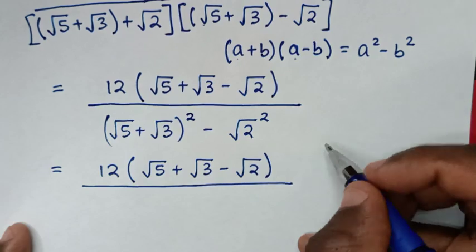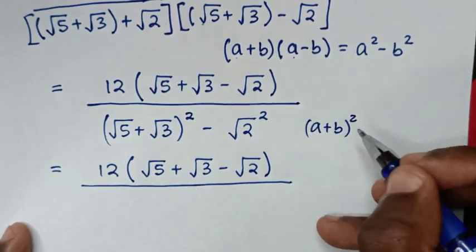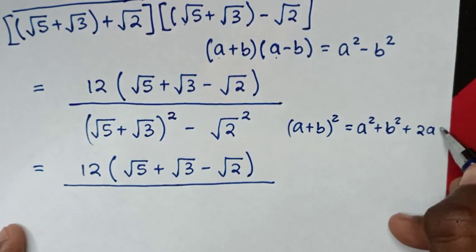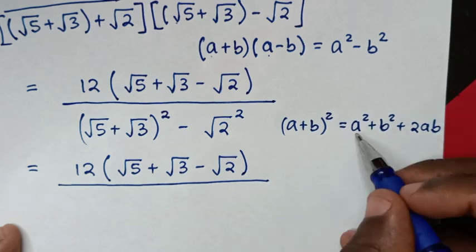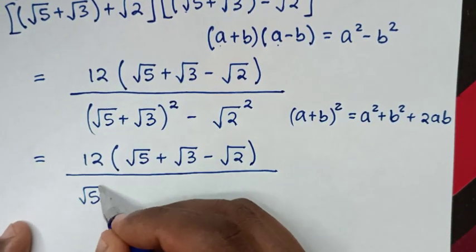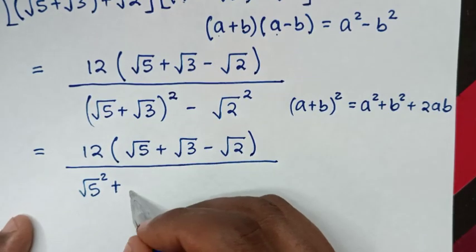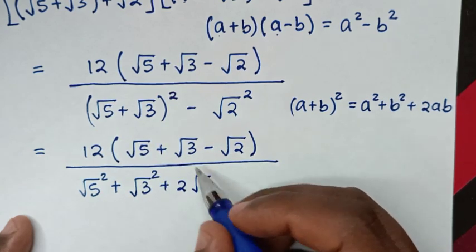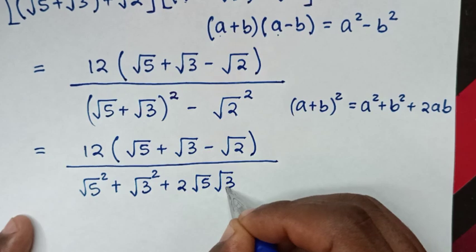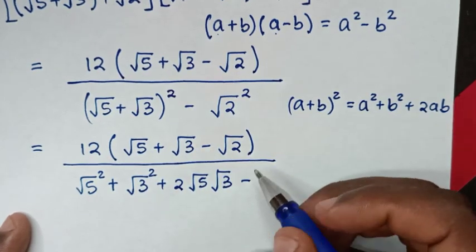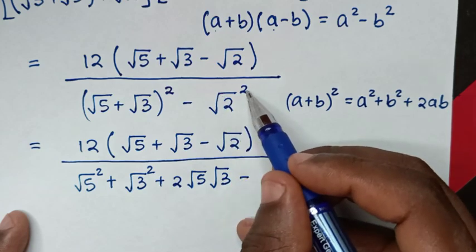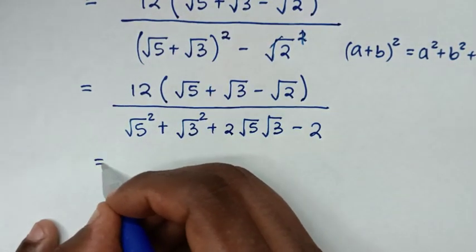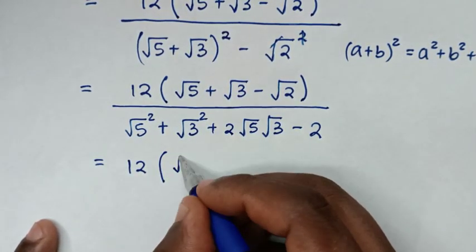This is in the form of (a plus b) bracket square, which is equal to a square plus b square, then plus 2ab. Then we'll apply in this form. So a square will be square root of 5 square, then plus b square, it will be square root of 3 square, then plus 2ab, where a is square root of 5 and b is square root of 3, then minus square root of 2 square, this and this will cancel, so it will be minus 2.